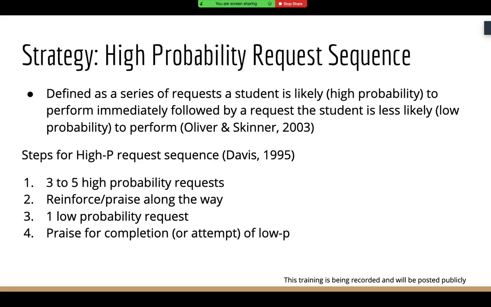And same with riding a bike. If you have a kid who has transitioned one day successfully off of their training wheels and is on the two wheels of their bike, but then the next day or the next time they go to use their bike, they want their training wheels back, you can try using a high probability request sequence in that situation.